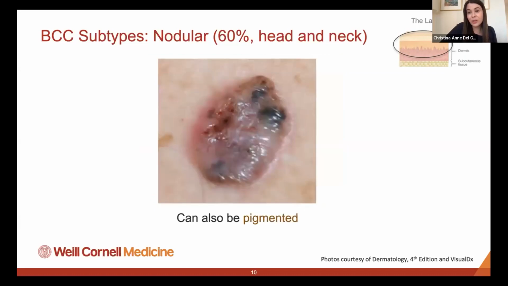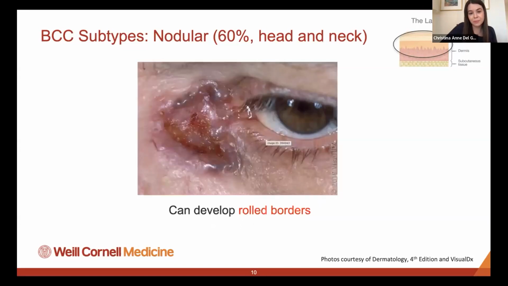And then they can also have areas of pigment within them. The pigmented basal cells are actually a common type that are seen in darker skin types, but can be seen in lighter skin types as well. And then they can also develop these pearly rolled borders, which is a classic presentation, with ulceration in the center and these rolled, pearly, shiny borders. So just different presentations of basal cells.